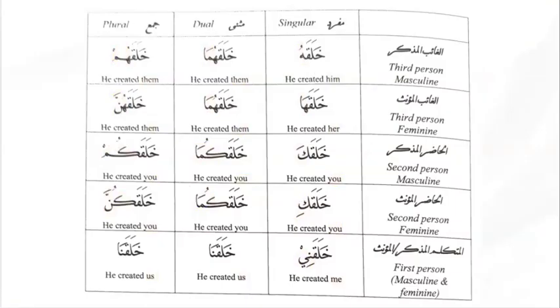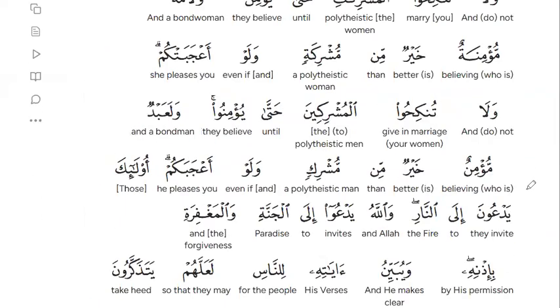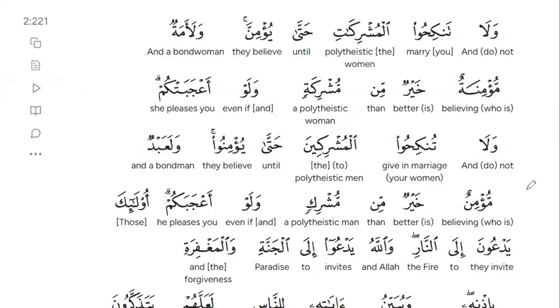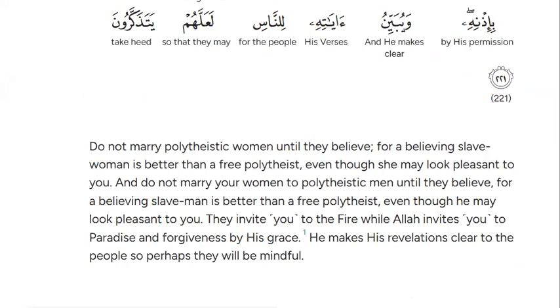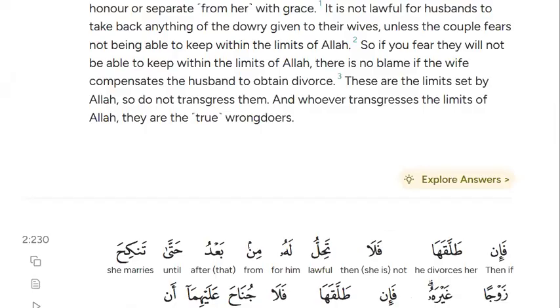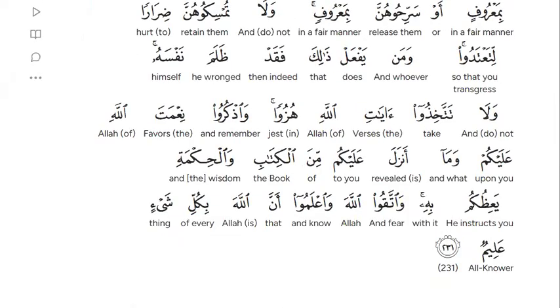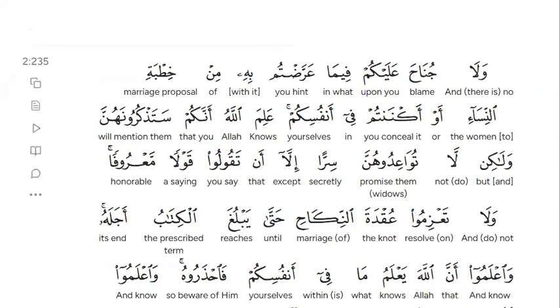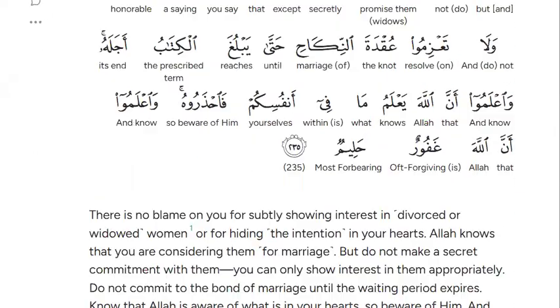And now let's look at some of the examples from the Quran. Okay? Let's see some of the ayat that we recently did, so it becomes easier.